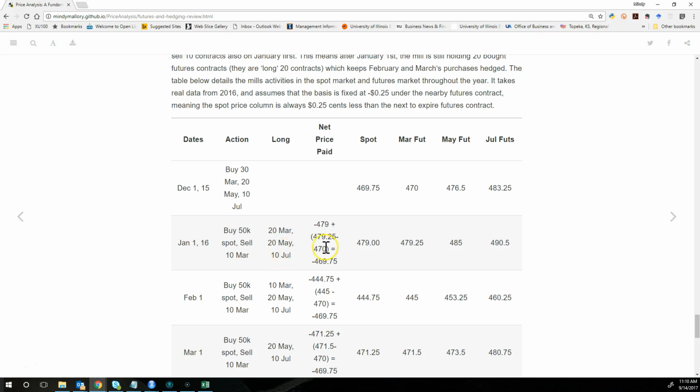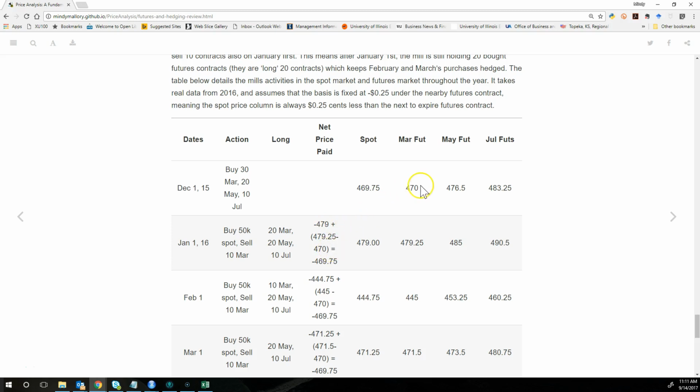So in this column, I'm going to calculate my net price paid for wheat. And this is going to be arithmetically exactly the same as the way we did for the farmer example, because it's going to be the price that they get in the spot market, except it is a little bit weird that we're putting a minus 479. That's going to help us remember that the mill is buying wheat in the spot market, and if he's buying, we need to put a minus sign on it. So he's paying 479 in the spot market.